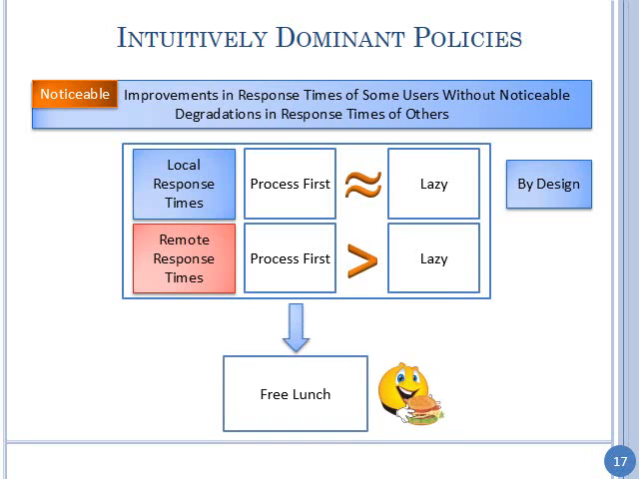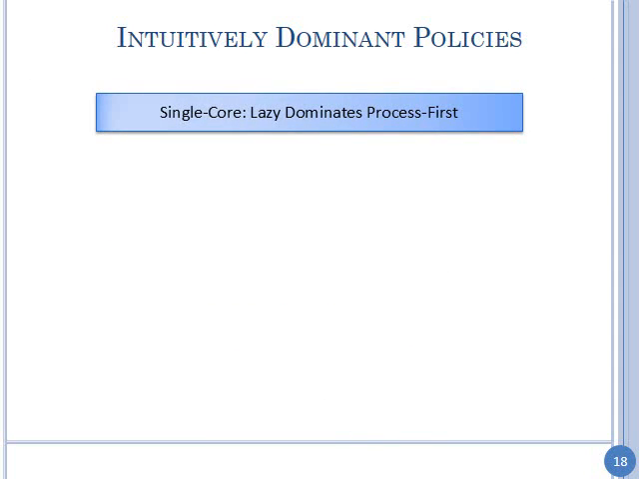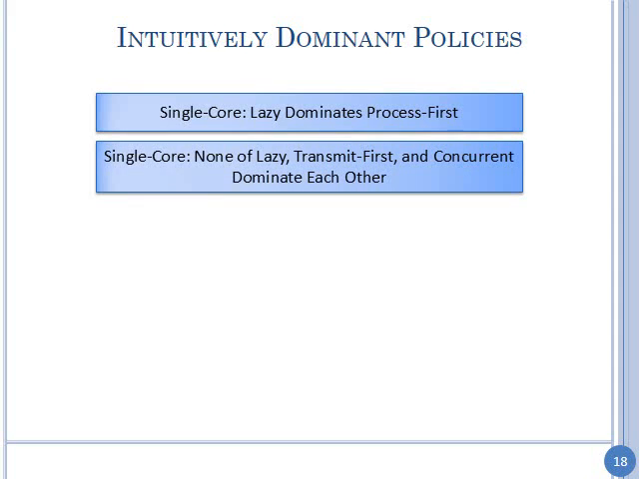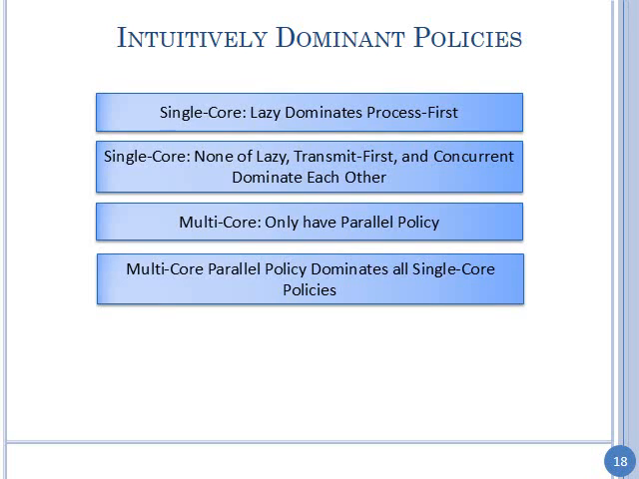By the way, what I've just proven here is that in computer science, there is such a thing as free lunch, because we were able to get something for nothing. The lazy policy dominates process first. And since it replaced the process first policy, which was neither dominant nor dominated by concurrent or transmit first, we can intuitively say that none of the lazy, transmit first, and concurrent policies dominate each other. With multi-core, we only have one policy, so we know it's the dominant one. And multi-core parallel policy dominates all single core policies. Or does it? Let's take a closer look at this one.